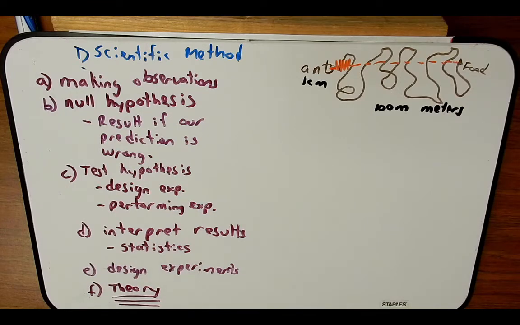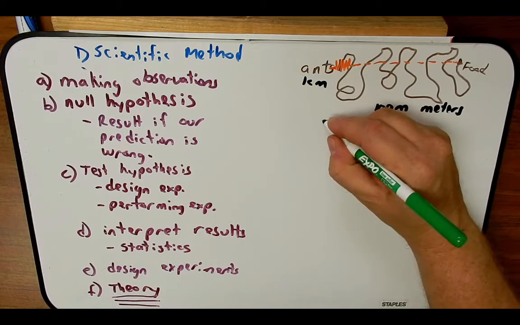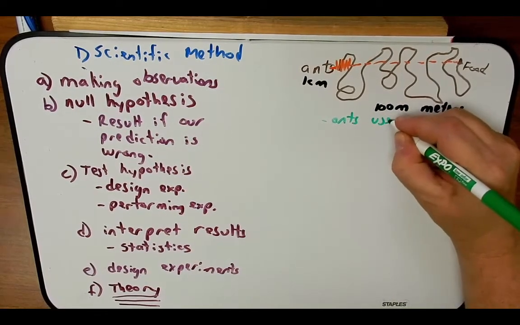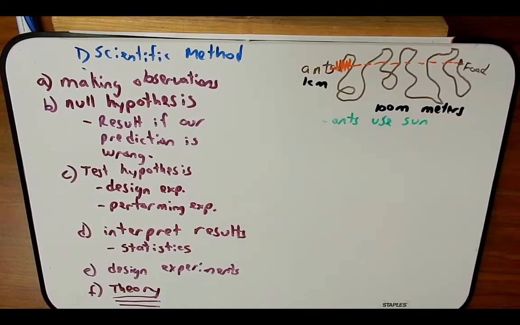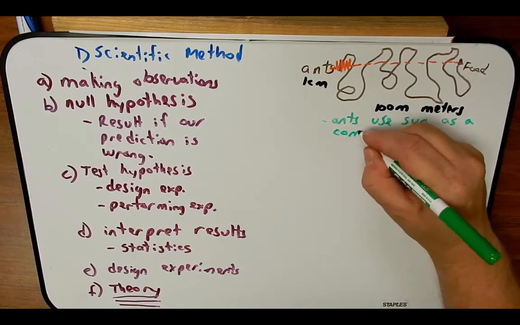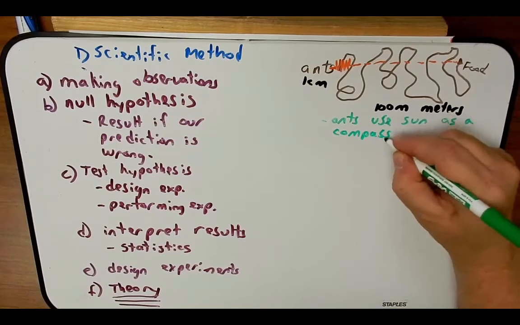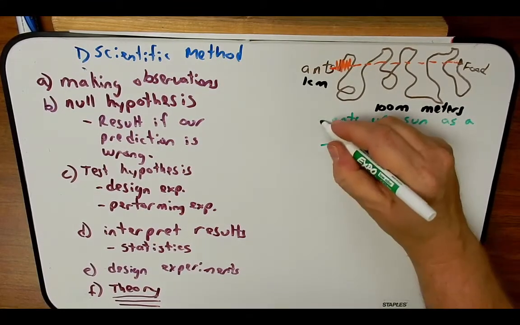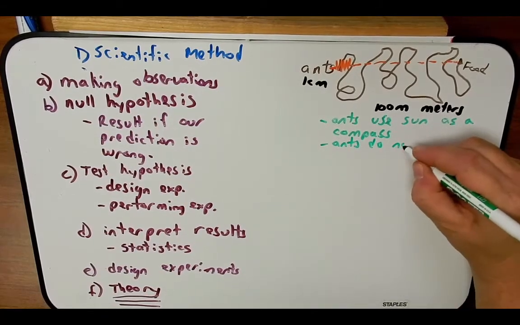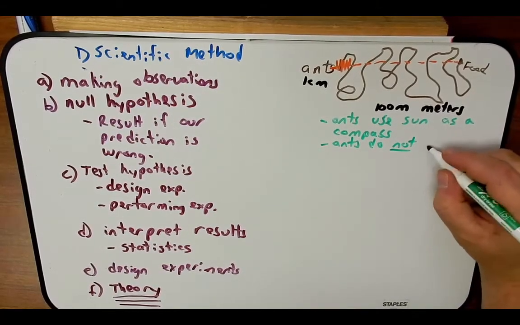So that's one observation. Now scientists have seen this for a very long time, and they've tested different things, and they know that somehow the ants use the sun sort of as a compass. In general, they know where they're at. However, other experiments have shown that ants do not use landmarks.